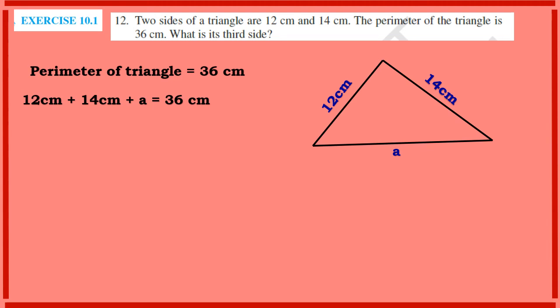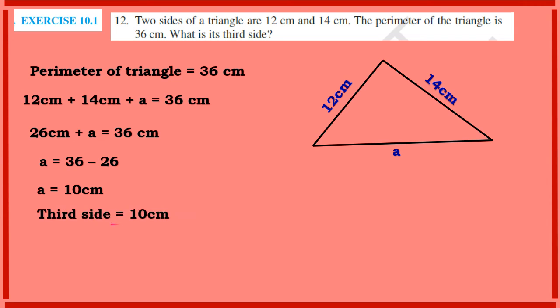So 12 plus 14 plus a equal to 36. So 26 plus a equal to 36. A is equal to 36 minus 26, which is equal to 10 centimeter. So the third side is 10 centimeter. So next, question number 13.